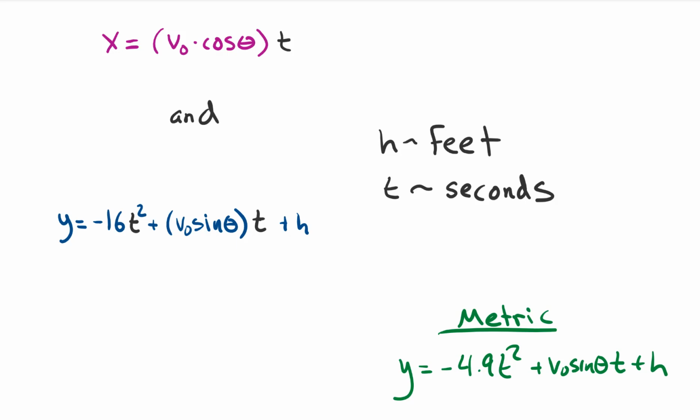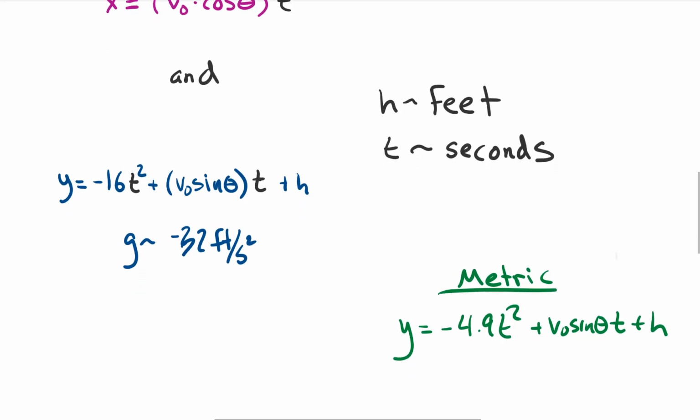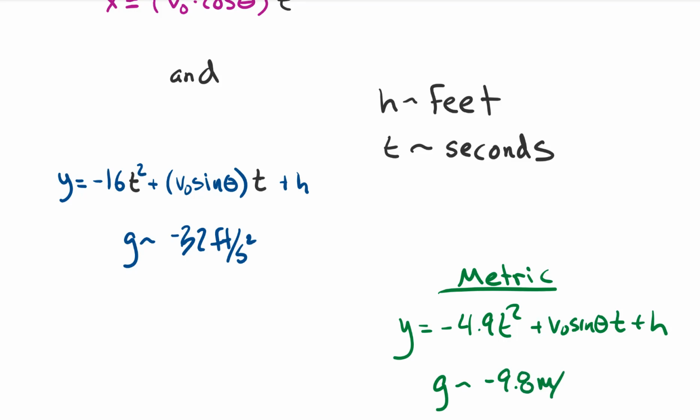That's the force of gravity, and that's what your textbook leaves out. It doesn't talk about how this has to do with gravity. Negative 32 feet per second squared is your acceleration due to gravity when you're in the British imperial system, versus negative 9.8 meters per second squared if you were in the metric system.